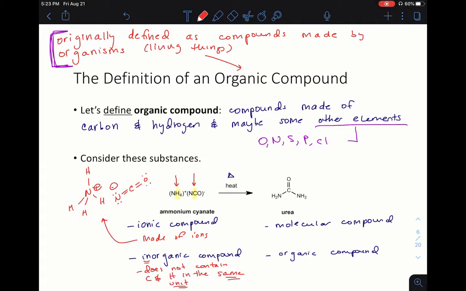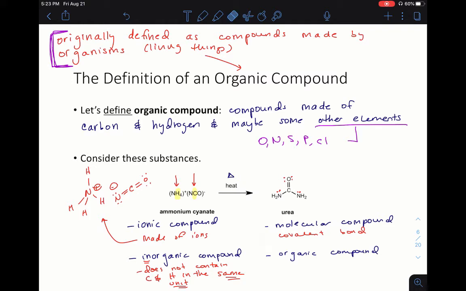But when it's heated, it forms urea, and urea is a molecular compound. You can see it contains covalent bonds. All the bonds in this substance are between nonmetals. And I haven't shown them all. It's not a complete Lewis structure. I also ignored the lone pairs, and you will start to ignore lone pairs too as we progress in the class. But it contains covalent bonds.